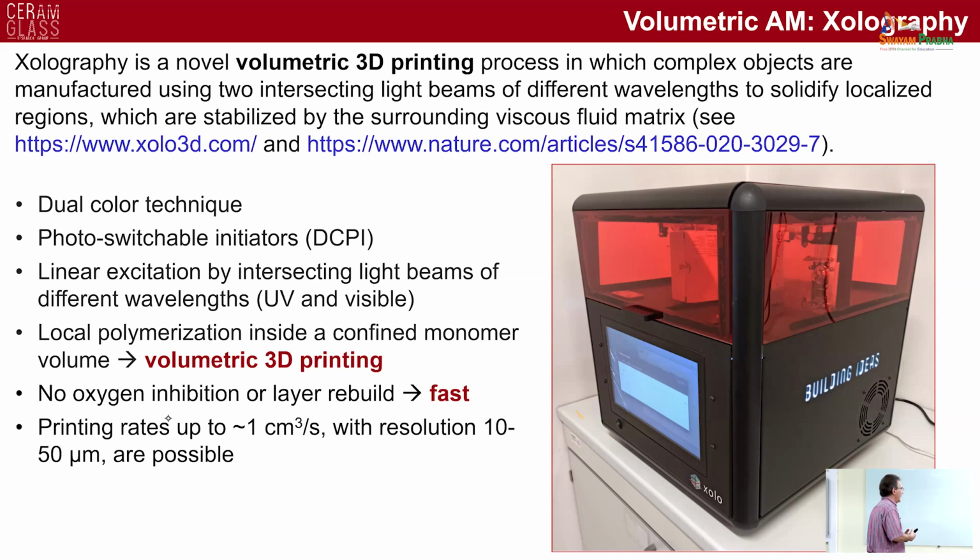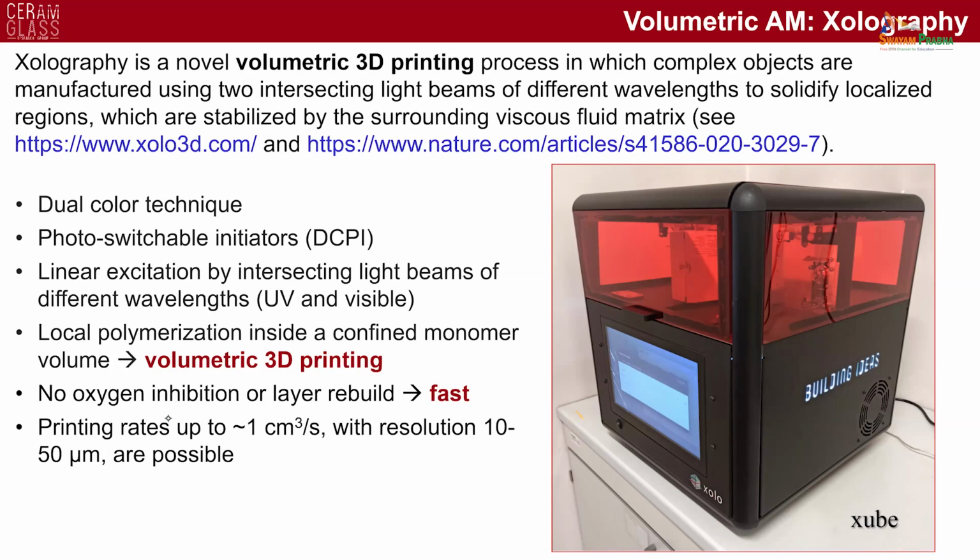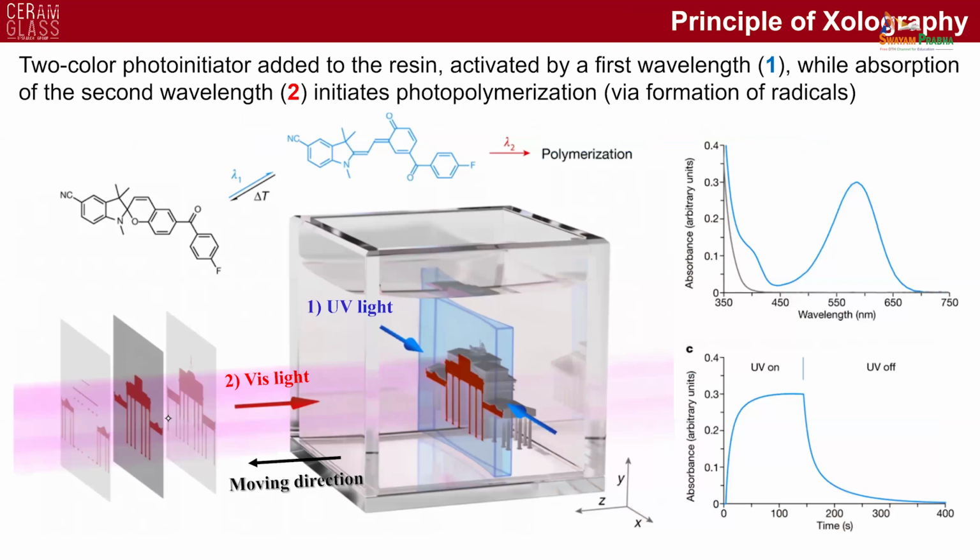So it's a fast technology, and printing rates up to 1 cubic centimeter per second are possible, and resolutions can be down to a few microns. They actually have a better version that we also purchased for this printer, and now the resolution is down to 5 microns.